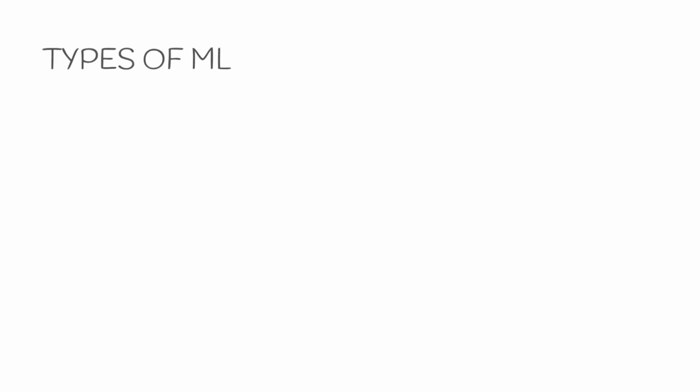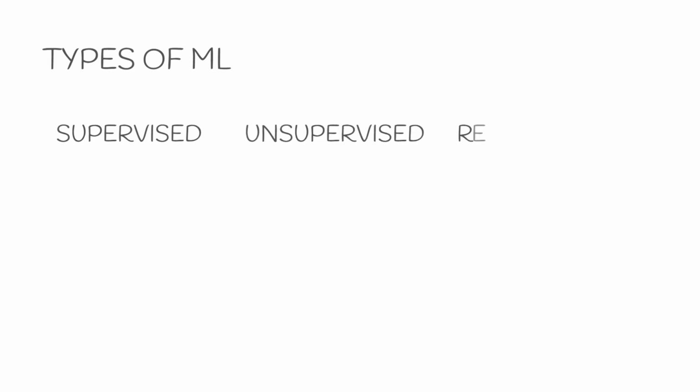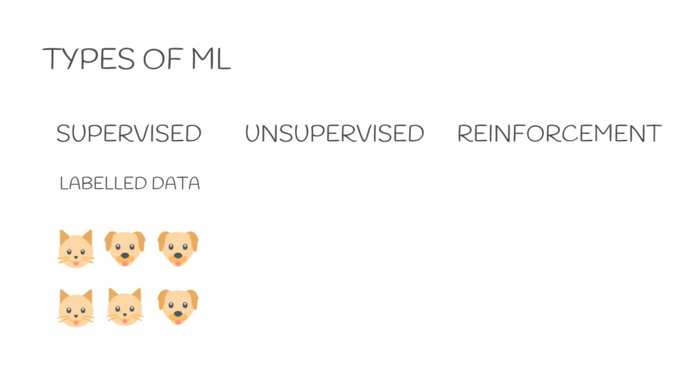Now that we understand the basics of machine learning, let's look at its different types. So we have three main types: supervised, unsupervised, and reinforcement. Supervised learning is where we are labeling our data. This means that if we are creating a model of cats and dogs, then we will label each of these images with either cat or dog. So the machine knows which images are of cats and which images are of dogs.